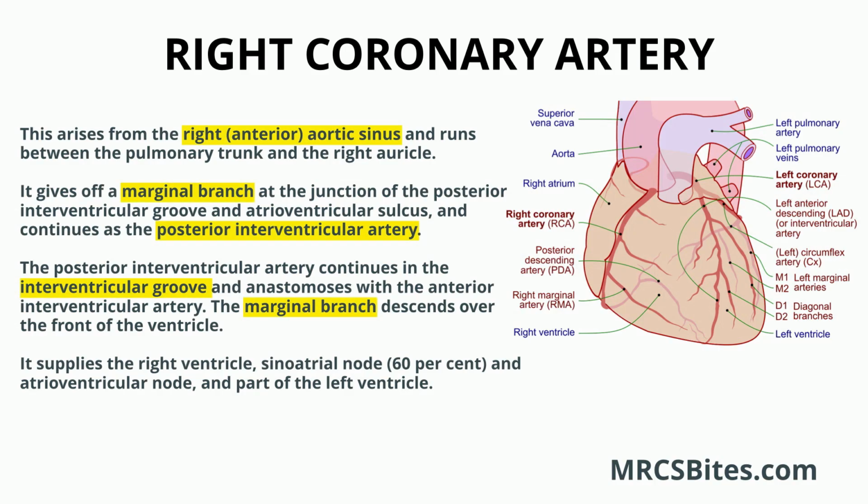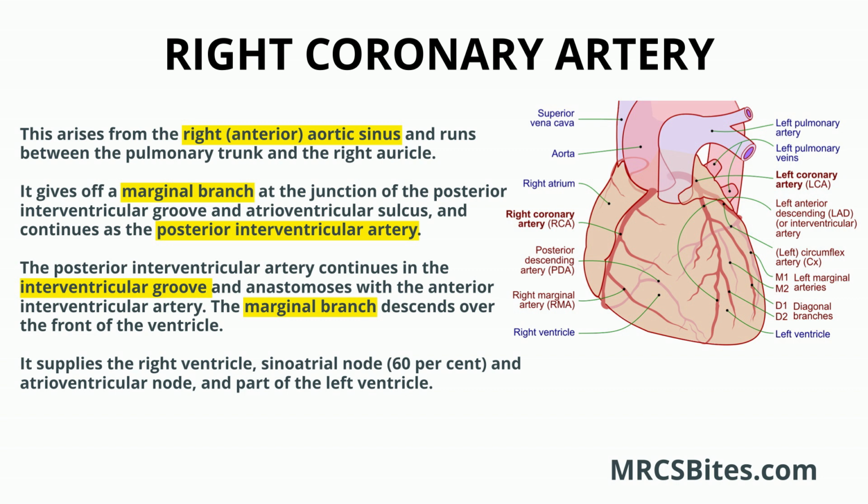Right coronary artery. This arises from the right anterior aortic sinus and runs between the pulmonary trunk and the right auricle. It gives off a marginal branch at the junction of the posterior interventricular groove and atrioventricular sulcus and continues as the posterior interventricular artery.